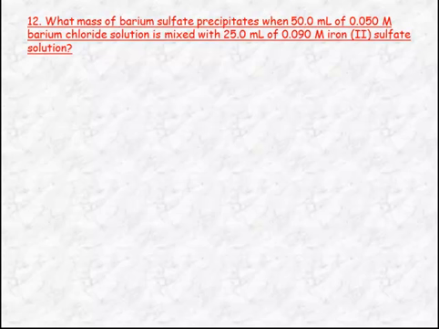So what mass of barium sulfate precipitates when 50 ml of 0.5 molar barium chloride solution is mixed with 25 ml of 0.90 molar iron sulfate solution? First thing you need to do, as with any stoichiometry equation or reaction, is write down the reaction. So I've got barium chloride is mixed with iron sulfate solution.